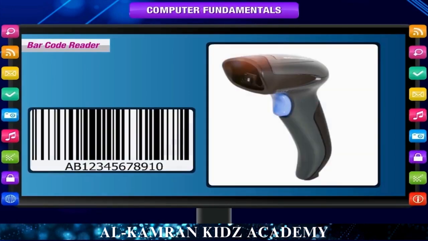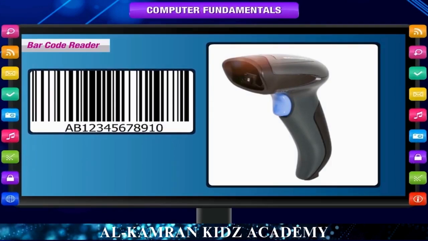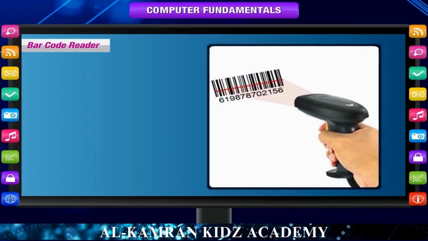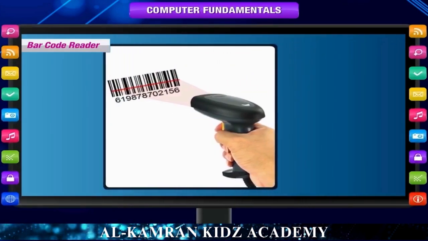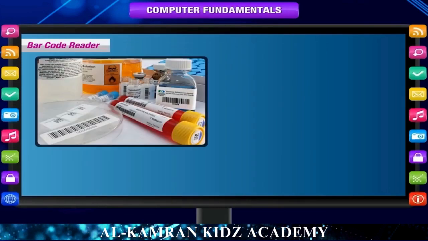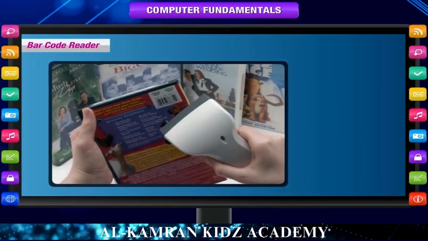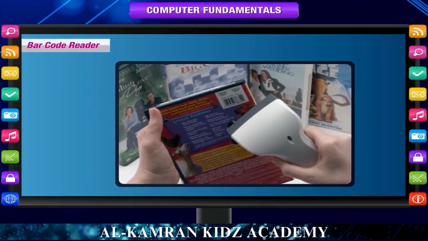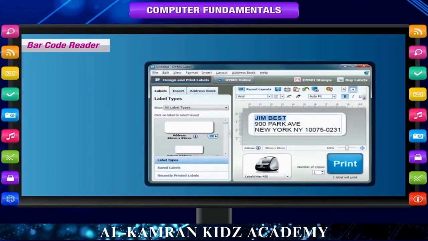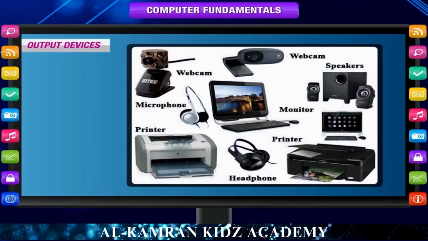Barcode Reader. A barcode is a group of vertical lines or data in the form of light and dark lines. A barcode reader is a device used for reading bar-coded data, generally used in the label of goods or books, etc. It scans a barcode image, converts it into an alphanumeric value, which is then fed to the computer to which the barcode reader is connected.